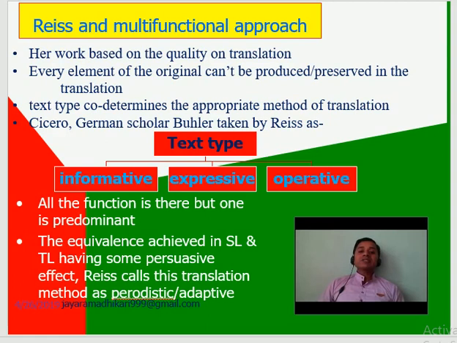She says that there are three types of text types. They are informative, expressive, and operative. All these three functions are there in the text, but one is predominant, and if the translator is unable to say which type is predominant in the text, then it may create problems.